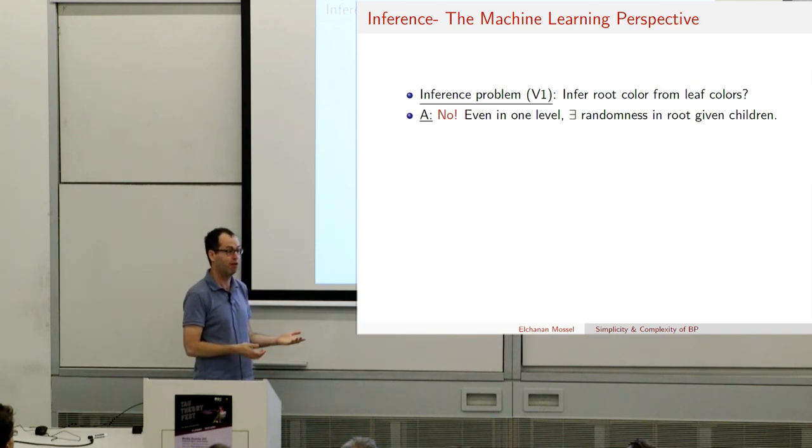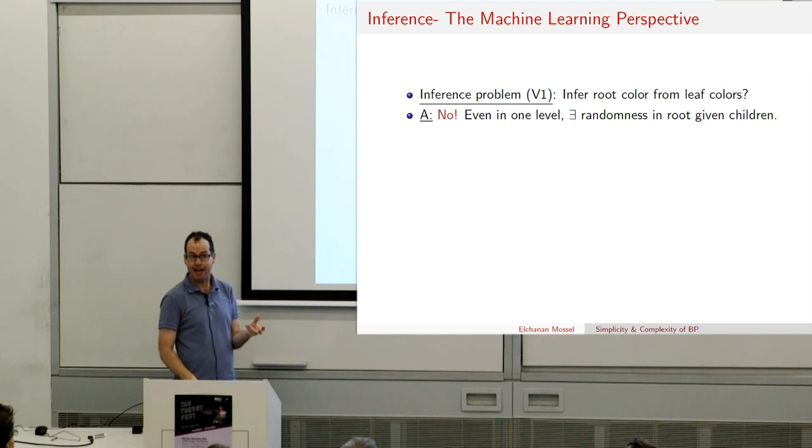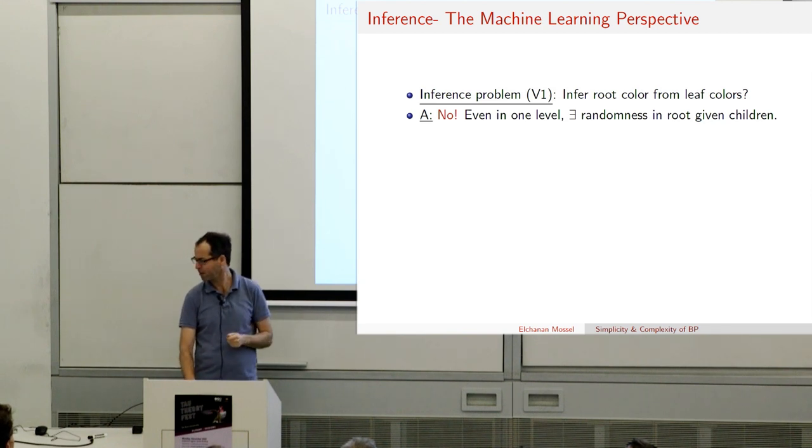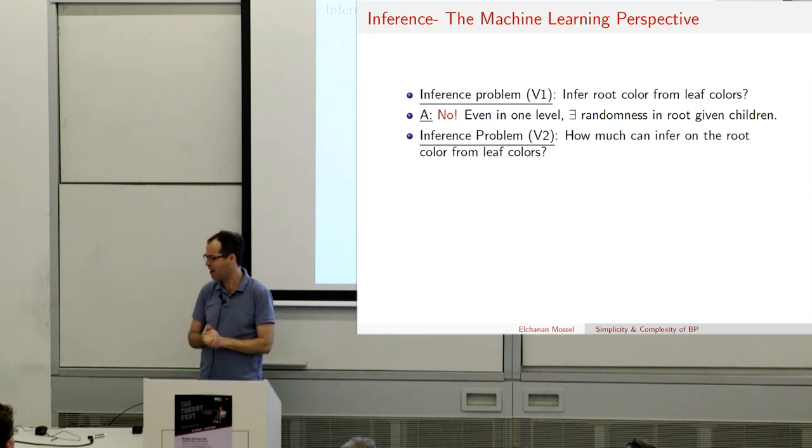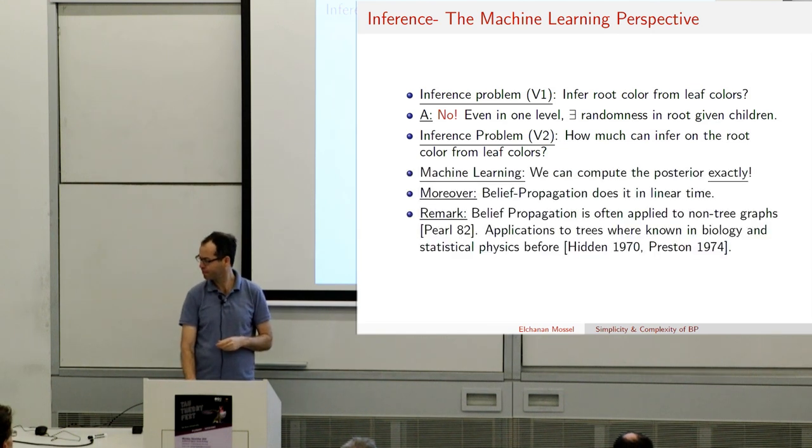Why can't you infer the color of the root? Because this model, as I specified it, even if the root is red, there's some probability that all the children are going to be blue, and therefore below that, all the information will die. So it's not a situation that I can make high probability statements, that I know the color is for sure, or almost for sure, a specific color. Okay, so let's ask a more refined question. How much can we say about the color of the root from the color of the leaves?